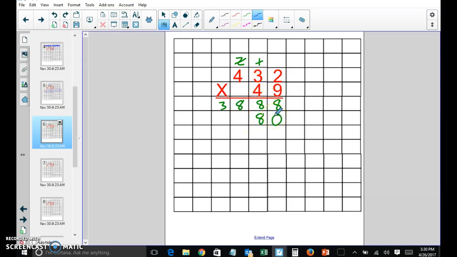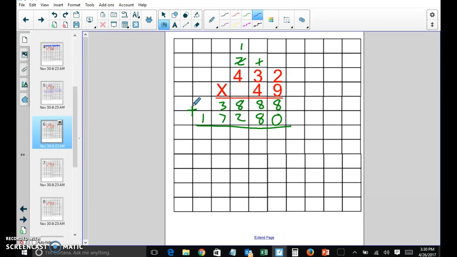The reason I could call it 4 times 2 is because of that placeholder. Alright, so anyway, 4 times 3 is 12. Regroup. 4 times 4, 16 plus the 1 would make it 17. So now we have to combine those.